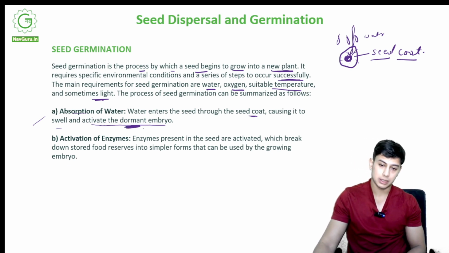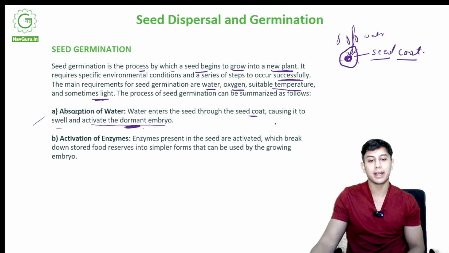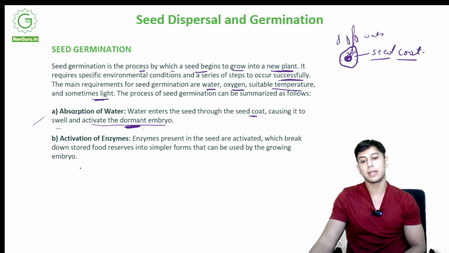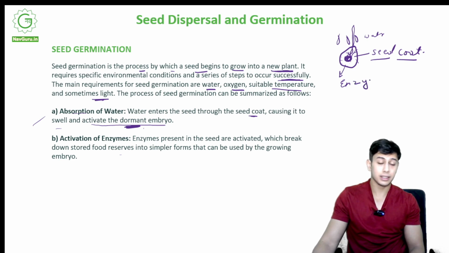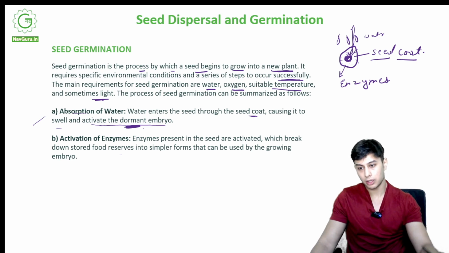Activation of enzymes. Enzymes present in the seed are activated. There are a lot of enzymes in the seed. They are activated and break down stored food reserves like cotyledons into simpler forms that can be used by the growing embryo. So as soon as water goes inside, the enzymes already present inside the seed will start to act. They will use the cotyledon as food for the embryo to grow.